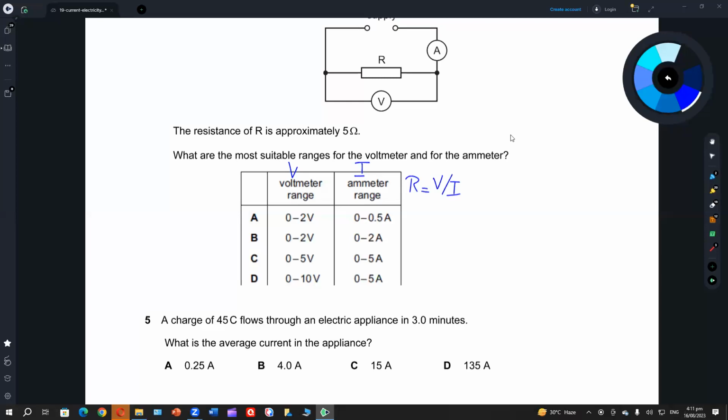So let's translate it. He says most suitable ranges. Now, this is a tricky question because he's not giving a single value. He's giving suitable ranges for the voltmeter and for the ammeter. So let's work out option A. Voltage is maximum 2. And because he says approximately 5 ohm, I should try to get maximum resistance in every part, because maximum should be 5 ohm. So I take 2 volt as the maximum value, and the minimum I can take is 0. So apply this formula on every option.